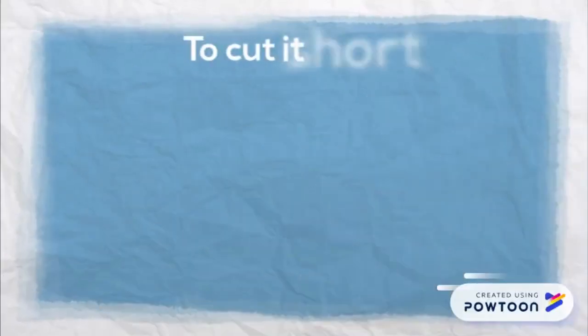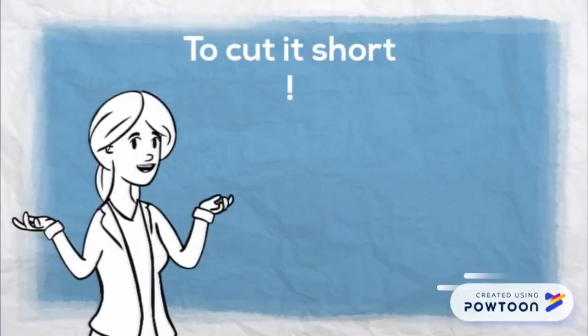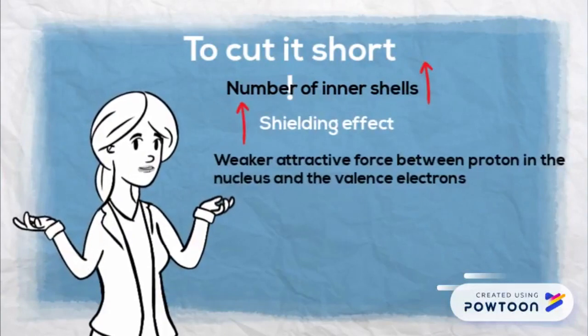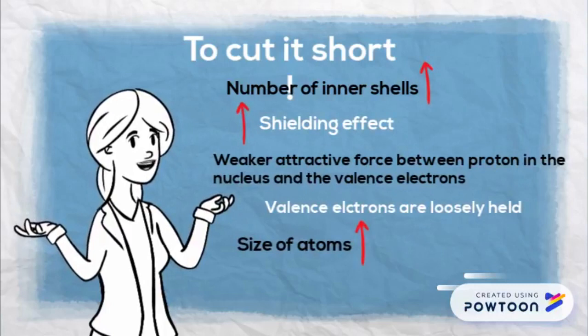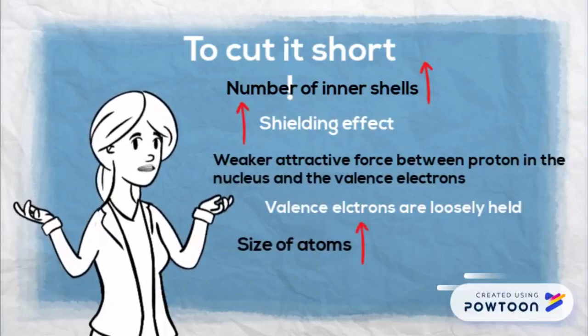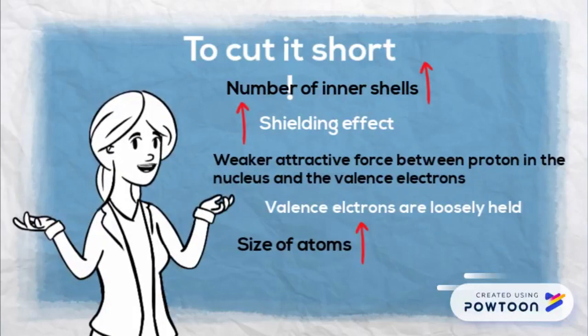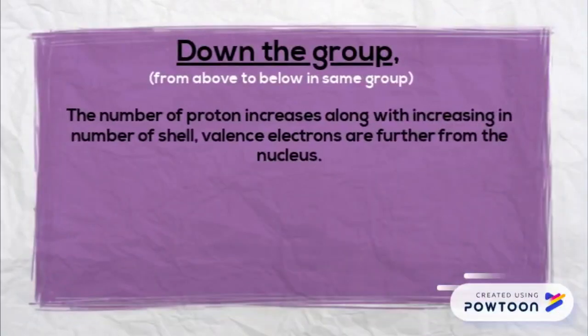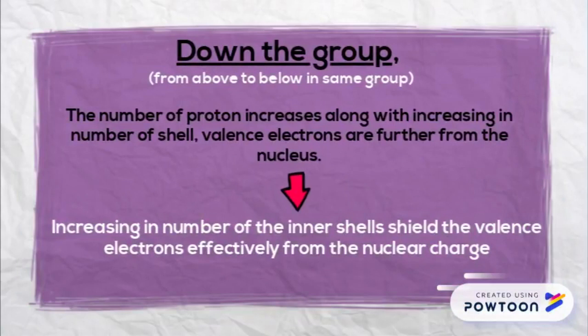Well, to cut it short, the number of inner shells increases down the group, and this causes the shielding effect to increase. The valence electrons are more loosely held, thus the size of atoms increases down a group. To be more precise, the number of protons increases as the number of shells increases.